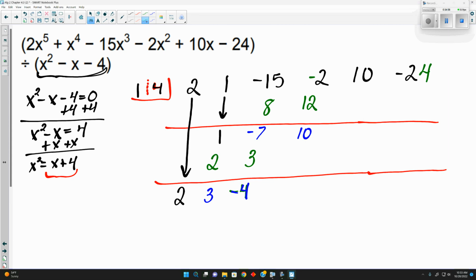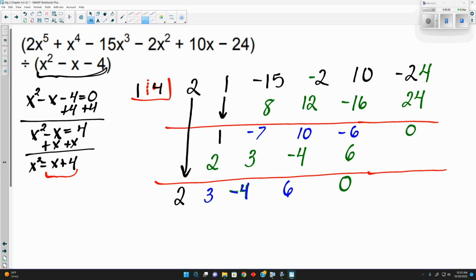Then we multiply again. 1 times negative 4 is negative 4. 4 times negative 4 is negative 16. We add again. 10 plus negative 4 is 6. 10 plus negative 16 is negative 6. We do it again. And this is it. 1 times 6 is 6. 4 times 6 is 24. Negative 6 plus 6 is 0. Negative 24 plus 24 is, do I have any more terms?